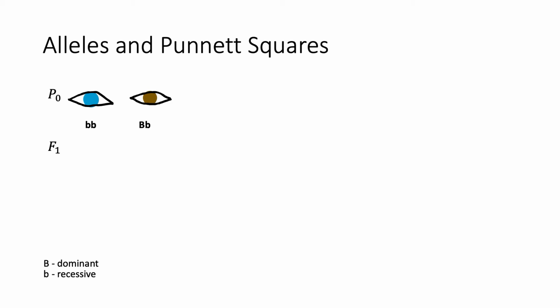This should be a lot quicker. If the eye color gene has two alleles, brown denoted by an uppercase B, that's dominant, and blue denoted by a lowercase b, that's recessive, and the parents have the genotypes bb and Bb, resulting in the phenotype blue and brown colored eyes, what can we expect for the F1 generation?